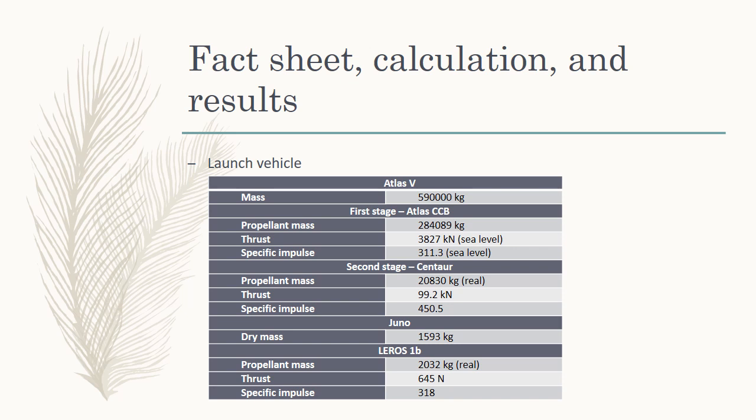Juno was launched atop an AE3201 rocket. It has the first stage of AE-CCB, the second stage Centaur, and Juno itself is using the Laros 1B propulsion. These are some propulsion facts about the rocket booster and Juno propulsion.